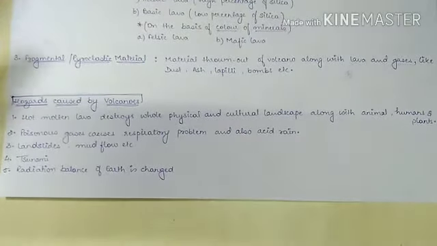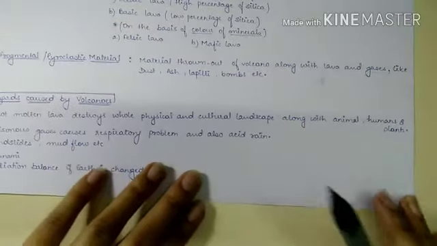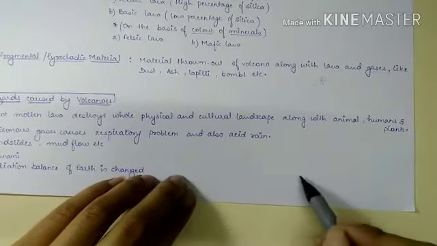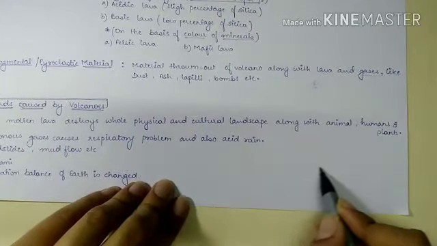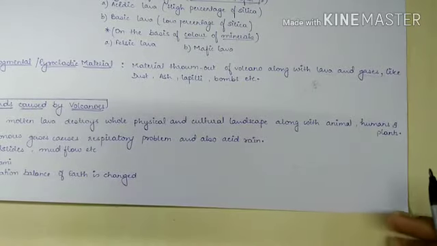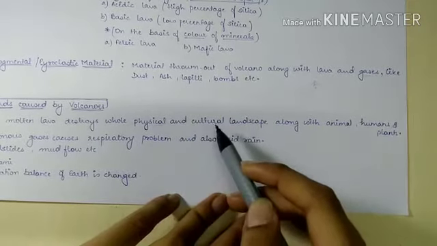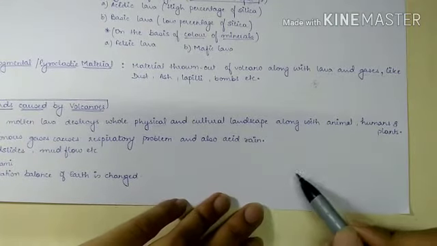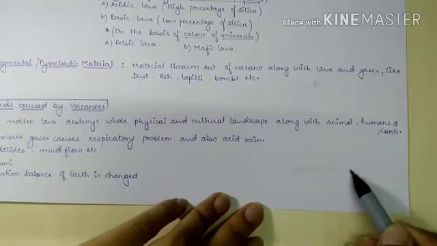Now we will look into the hazards that are caused by volcanoes. First, the whole physical and cultural landscape is buried under the lava, because the lava that is ejected is in high volume and it is hot. Physical landscape is natural landscape, and cultural landscape is man-made landscape like fields, houses, etc. Along with animals and human life, everything is buried under this hot molten lava.